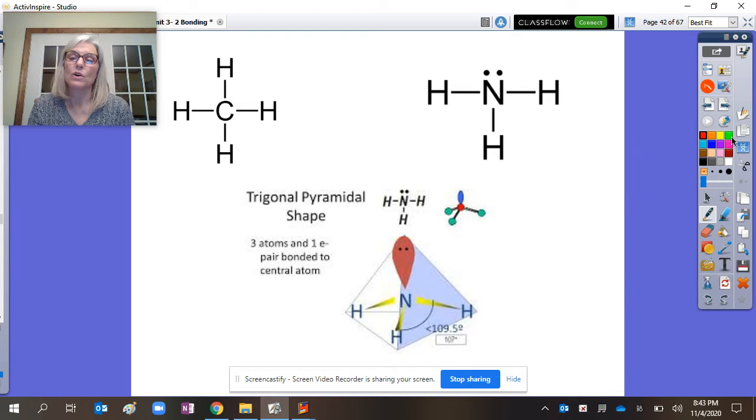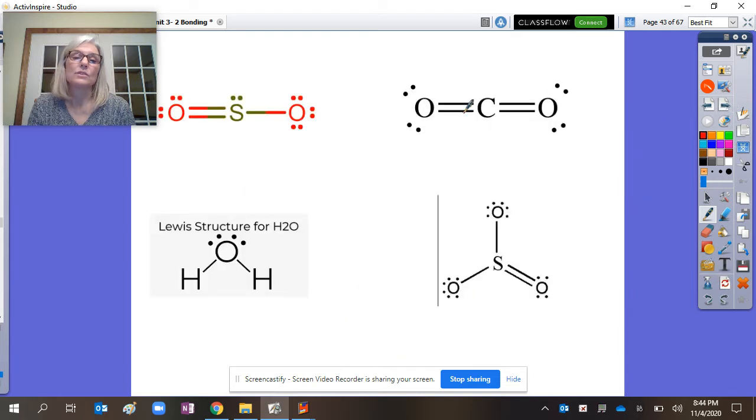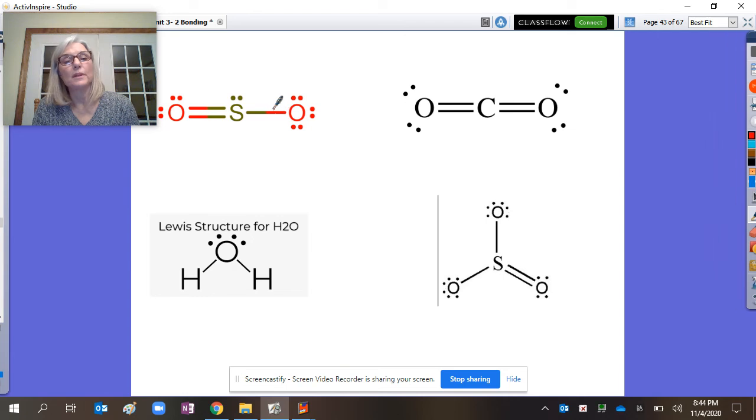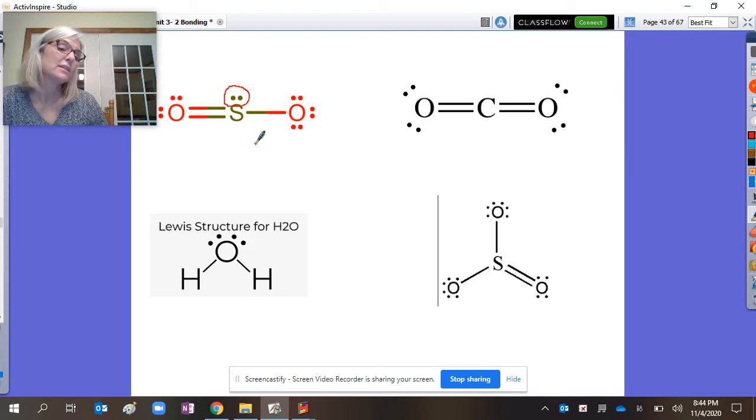Okay, let's move on. So now let's look at this one. Again, we look at the center atom. We have one unshared pair. Now notice we have a double bond here and a single bond. And remember, when you have to draw something like that, you would have to draw both structures and put it in a bracket to represent that there's two different ways. We talked about that, resonance, today.